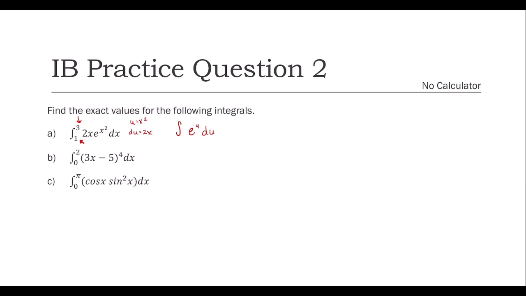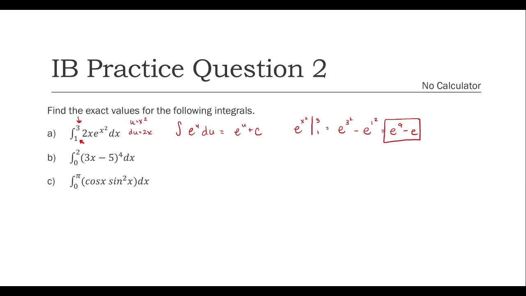So you could go ahead and change your limits, or you could wait till the end when you substitute x back in to use your limits. I'll do that with this first one. So this equals e to the u plus c. So we're going to substitute x back in, so we have e to the x squared. And now we can do evaluated from 1 to 3, which equals e to the 3 squared minus e to the 1 squared. So that's e to the 9th minus e. So that would be your solution.